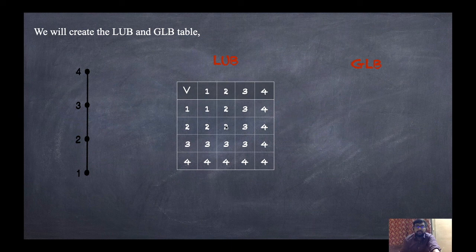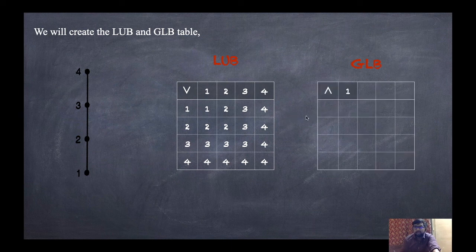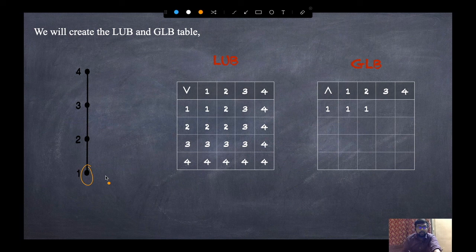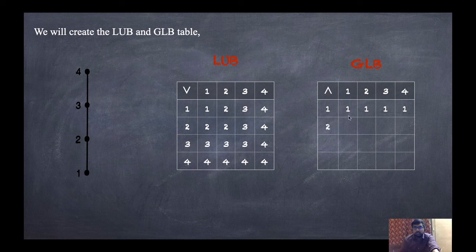Now in the same manner we can create the GLB table. The points are 1, 2, 3 and 4, and again in the columns it will be 1, 2, 3 and 4. The greatest lower bound of 1 and 1 will be 1. Now 1 and 2, the lower bound will be 1. Now see, this 1 is the lowest point of the Hasse diagram, so in this whole row, it will be 1. Next, 2 and 1. What was there in 1 and 2? It was 1. So it will be 1.